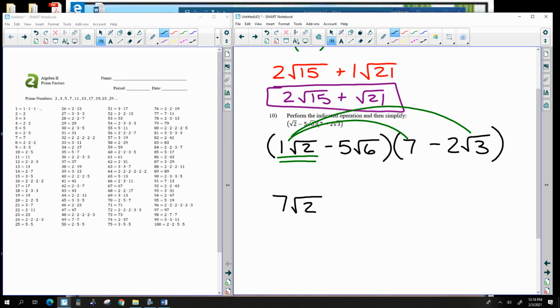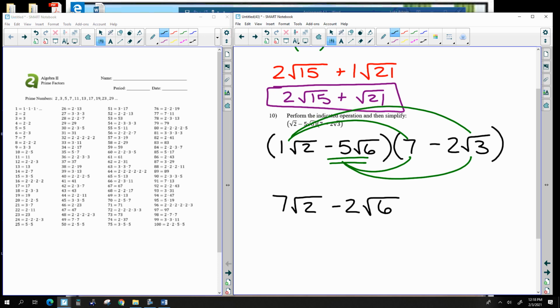Okay, the next one, the 1 root 2 and the 2 root 3. So 1 times negative 2 is negative 2. 2 and 3 is 6. Okay, so I multiplied everything of that second parentheses. I bump over, and now we're looking at negative 5 root 6. And we repeat that process.